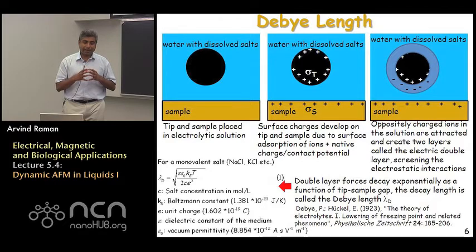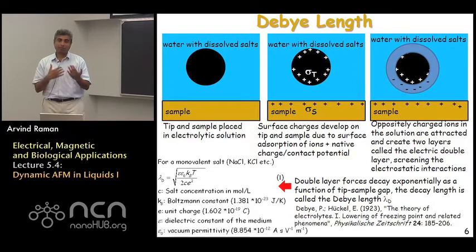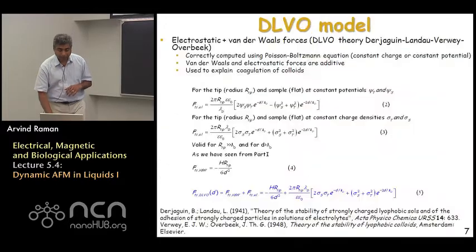So the question now is, this is great. We now have this concept of Debye length. The question is, how does one calculate the force between a spherical tip and a flat surface in a medium whose Debye length is given by a formula like this? I would like to add that there is a variant of this formula for Debye length for solutions that are not monovalent or do not contain monovalent ions, and that's given in the appendix.